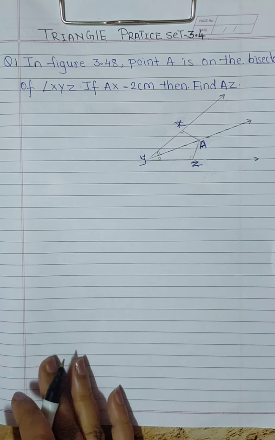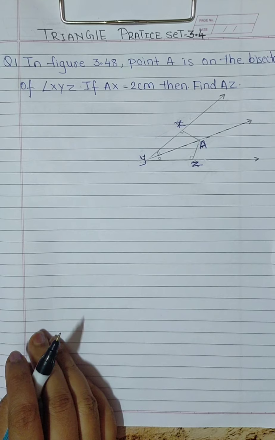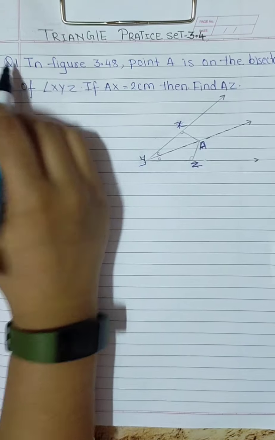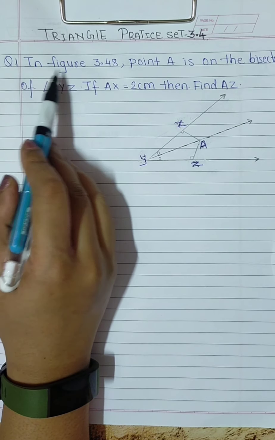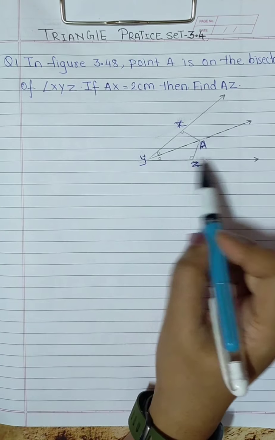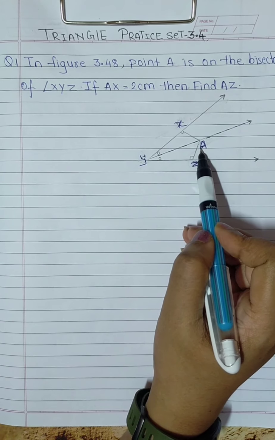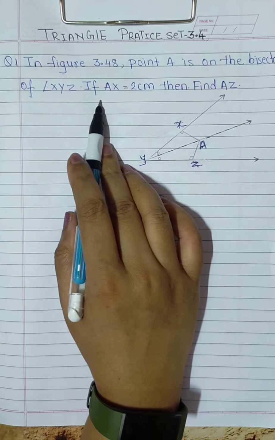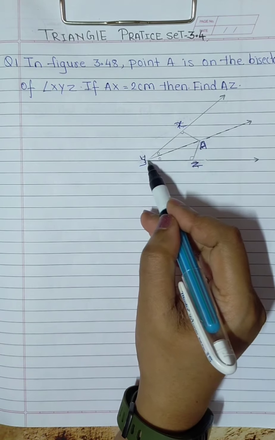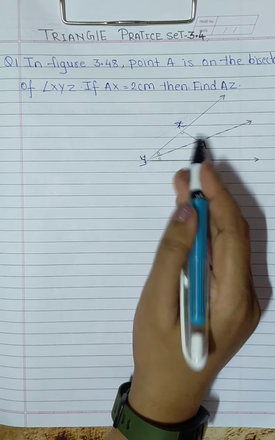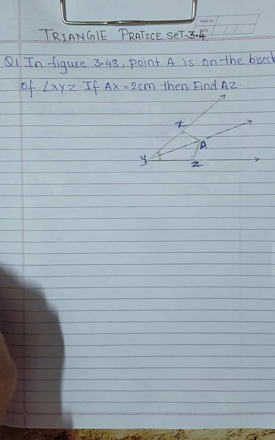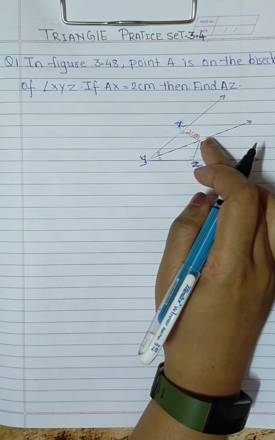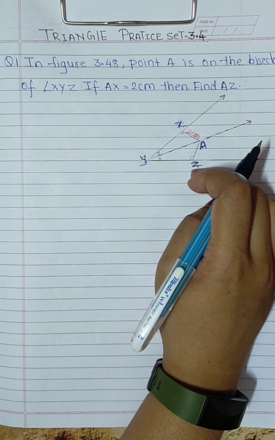Today we are going to solve chapter 3 triangle practice set 3.4 of class 9th. So question number 1 is given in figure 3.48. This is the figure. Point A is on the bisector of angle XYZ. If AX is equal to 2 centimeter, so it is given 2 centimeter. Find AZ. So we have to find AZ.